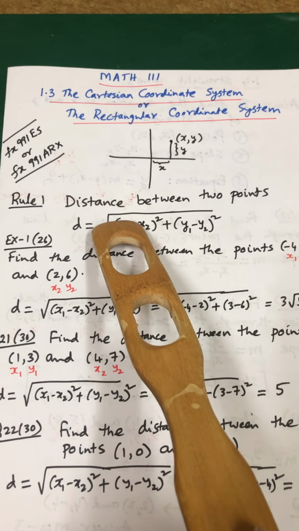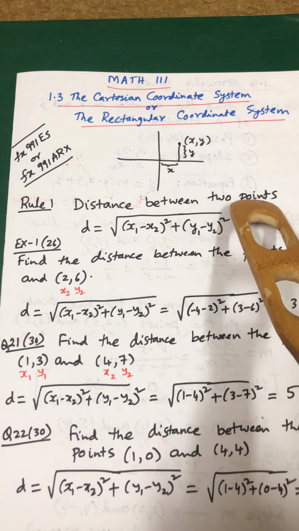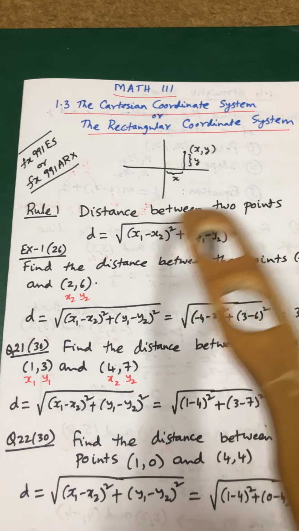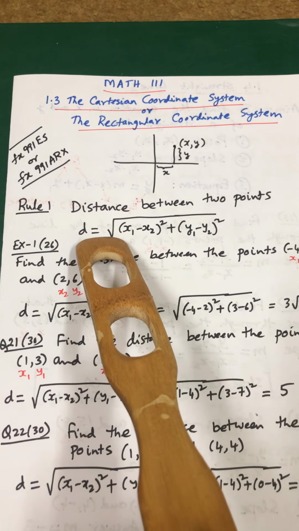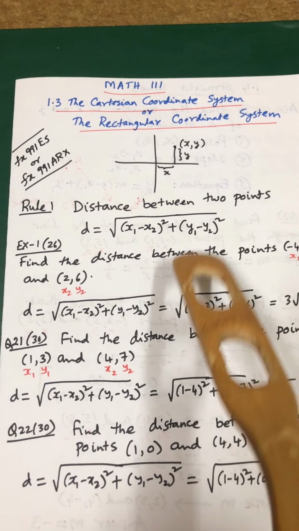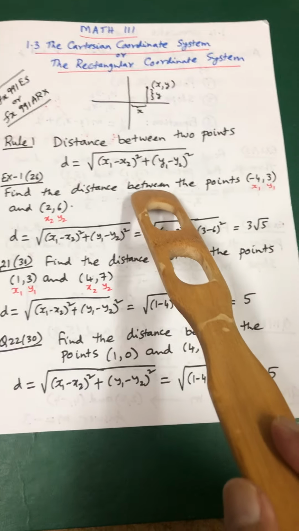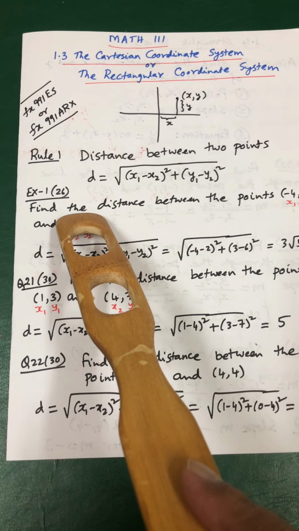So first we will find the distance between 2 points. The 2 points will be given and the distance between them will be asked. So what is the formula? D is equal to root of (x1 minus x2) whole square plus (y1 minus y2) whole square. Let us take an example so that we understand it better.